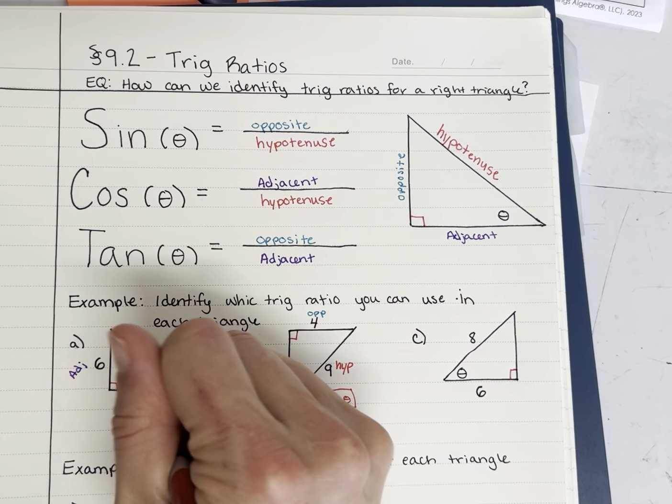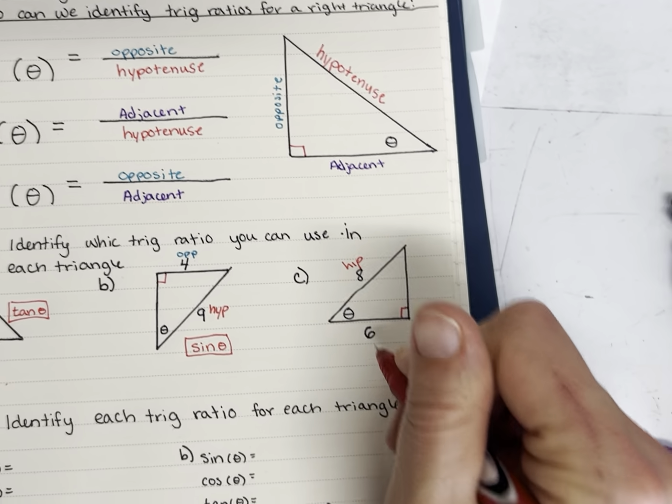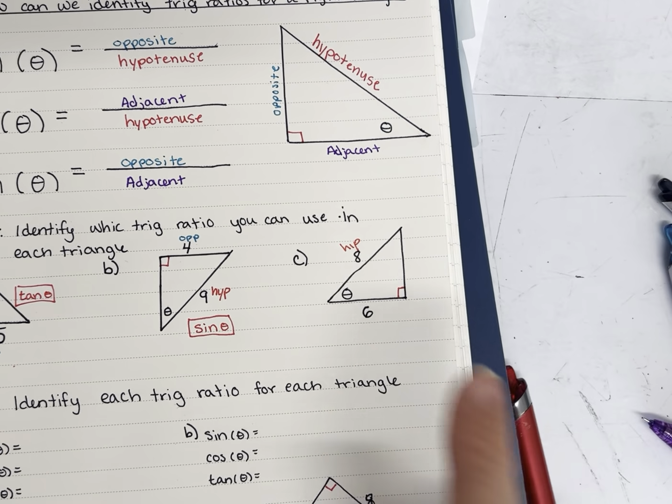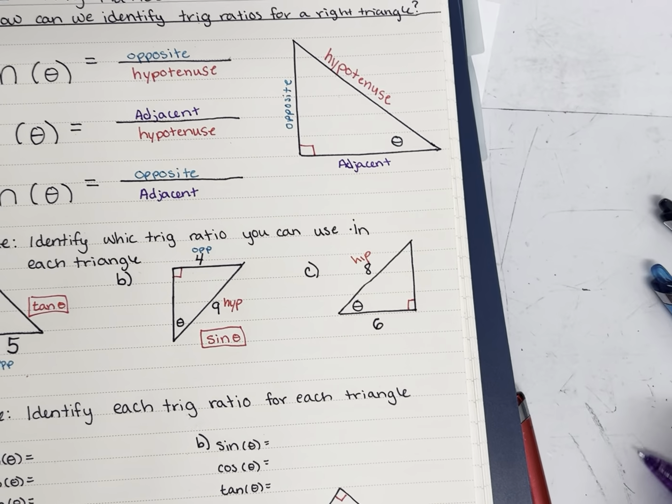Finally, we've used tangent and sine. This one's probably going to be a cosine. That would be a good guess. So I look at my 8 first. It's across from the right angle, so this is my hypotenuse. The 6 is next to the angle, so this one is actually adjacent to it.